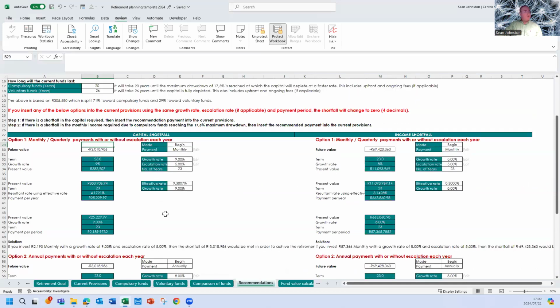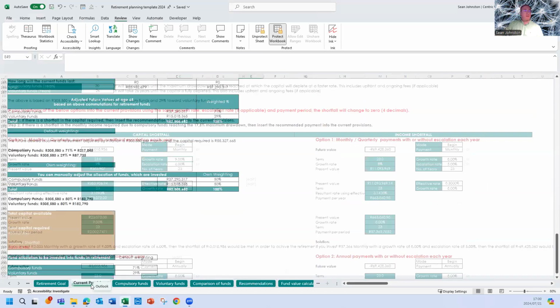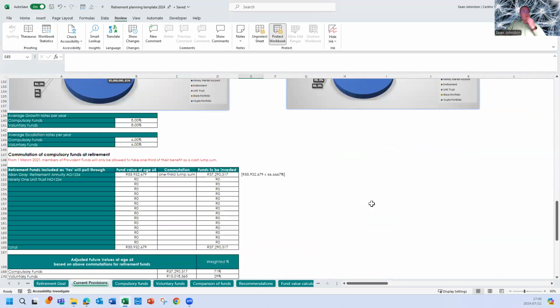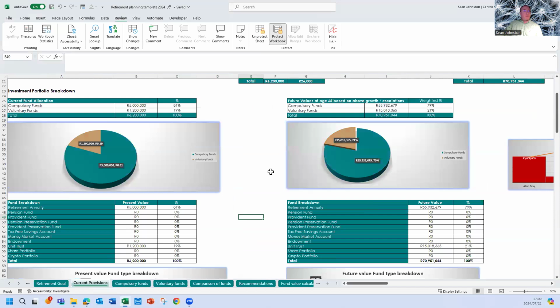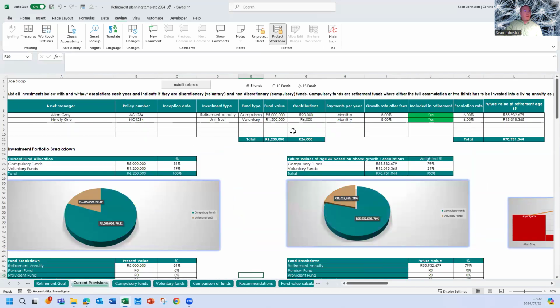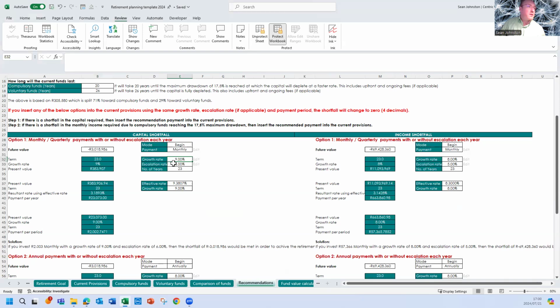The easiest would be to make up the 3 million Rand with monthly payments. Let's work on an escalation of 6%, with years to retirement. Whatever we put here, we actually need to put into the provisions afterwards. We need to add this as a fund to technically see how it works. In other words, whatever recommendations you make, if you want to see if it works, you hypothetically insert it over here as an additional fund, but you don't have to do that right now. You can just do it here.